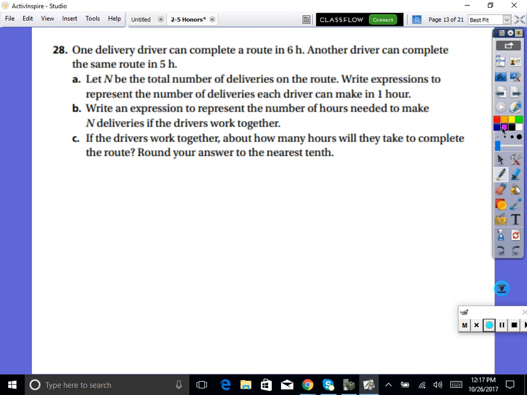So let's take a look here and see what this is asking us. So look at part A. You're going to do this on your homework. Let N be the total number of deliveries on the route. So we don't know how many deliveries we're doing. So N is the number of deliveries, and that would equal 1 route. So maybe 10 deliveries is a route. We don't know. Then it says, write an expression that represents the number of deliveries each driver can make in 1 hour. So think about it.